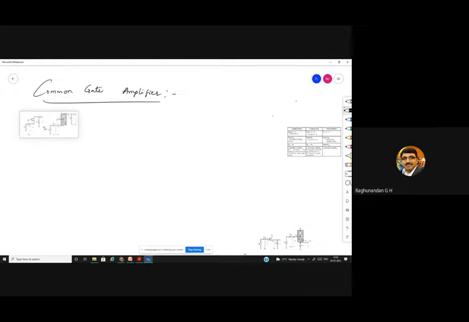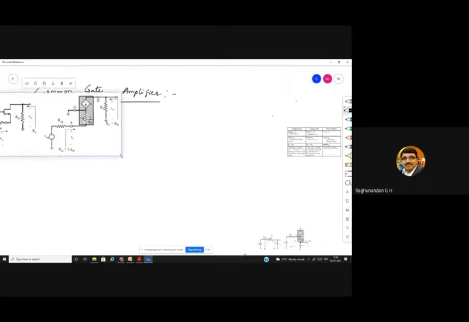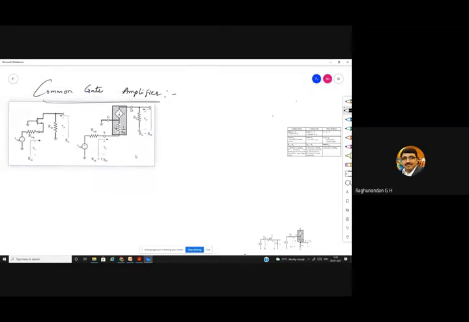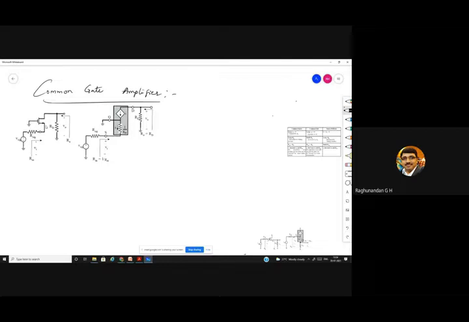In the common gate amplifier, the gate will be the common terminal between the input circuit and the output circuit. In this case, the input is given through the source terminal, so whatever input resistance is offered by the source terminal will be the input resistance, and the output will be collected across the drain. You can see that the gate is grounded. That indicates it is in the common gate configuration.